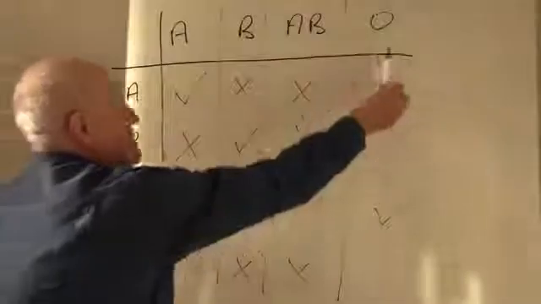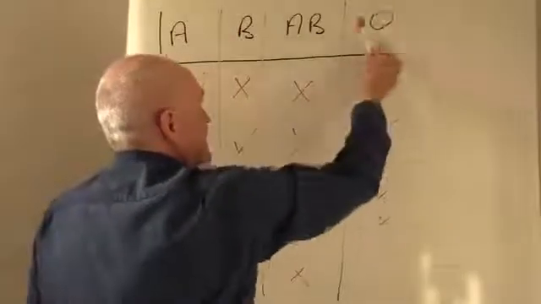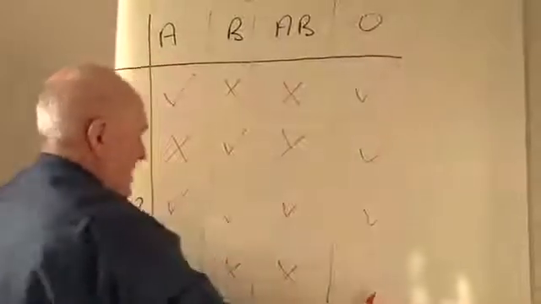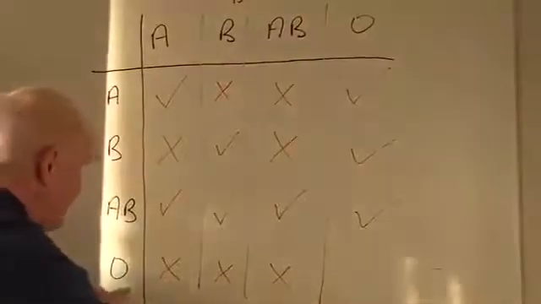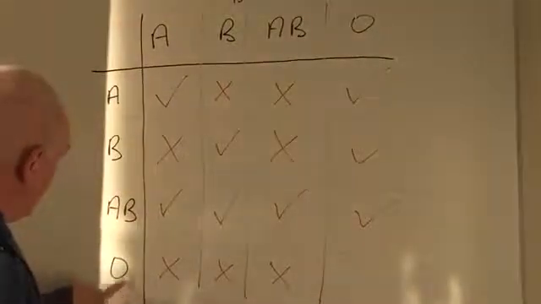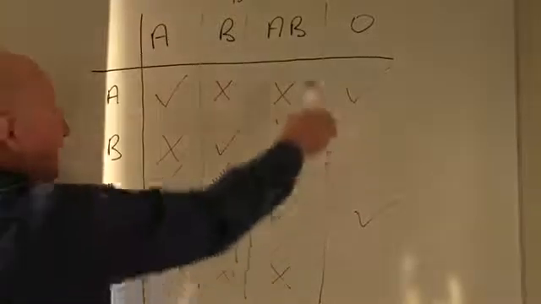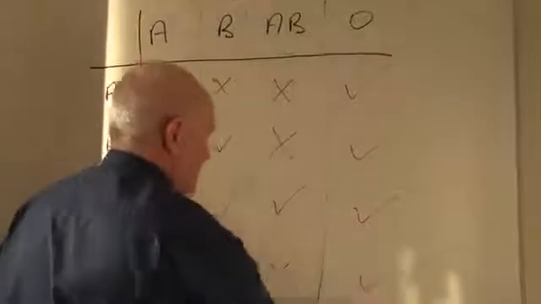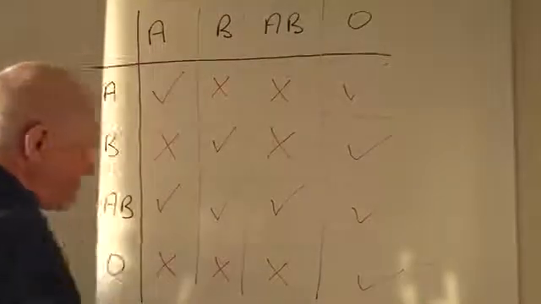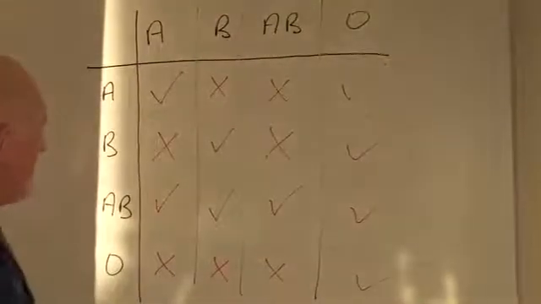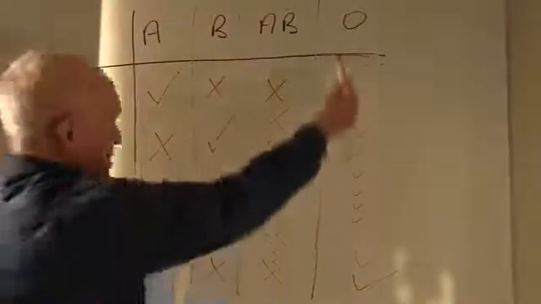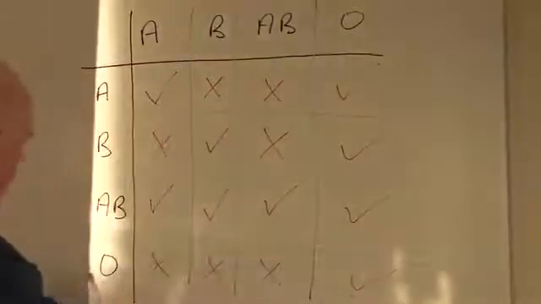But O, containing no antigens, even although there are A and B antibodies in the O recipient's plasma, that's still okay because there are no antigens on the group O blood to interact with the antibodies.